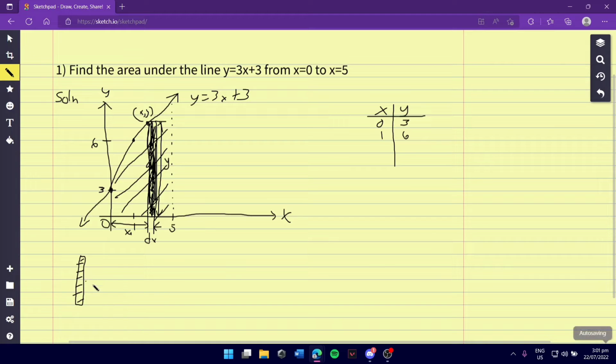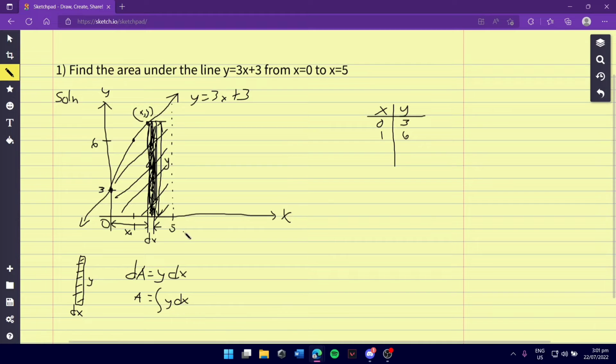Imagine this is shaded. The length is your y and the thickness is your dx. So your differential area is equal to y times dx. Next is to integrate both sides. So this will become A, the area, is equal to the integral of y times dx. So this is now your formula.